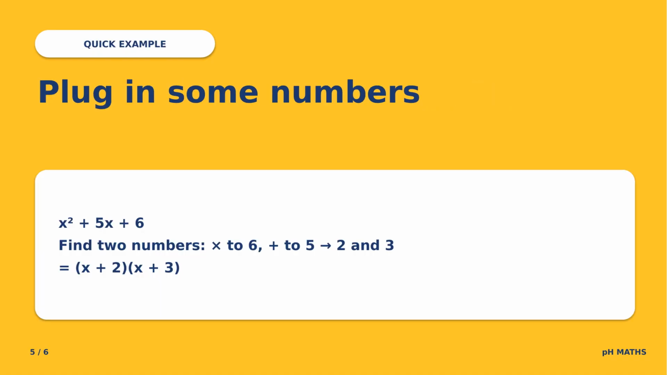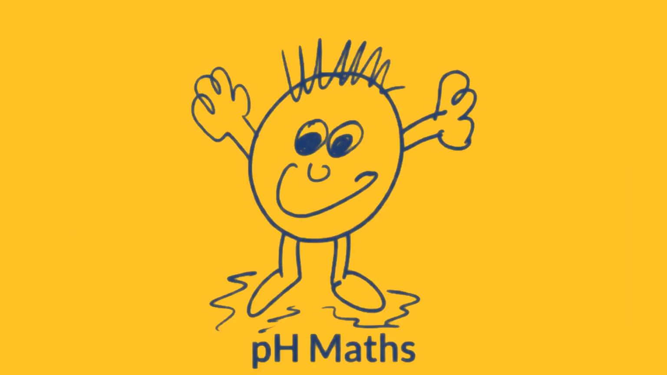Quick example, x squared plus 5x plus 6. Find two numbers that multiply to 6 and add to 5. That's 2 and 3. So the factorisation is x plus 2 times x plus 3. Re-expand to check. Gives x squared plus 5x plus 6, which is a match. So you are done.